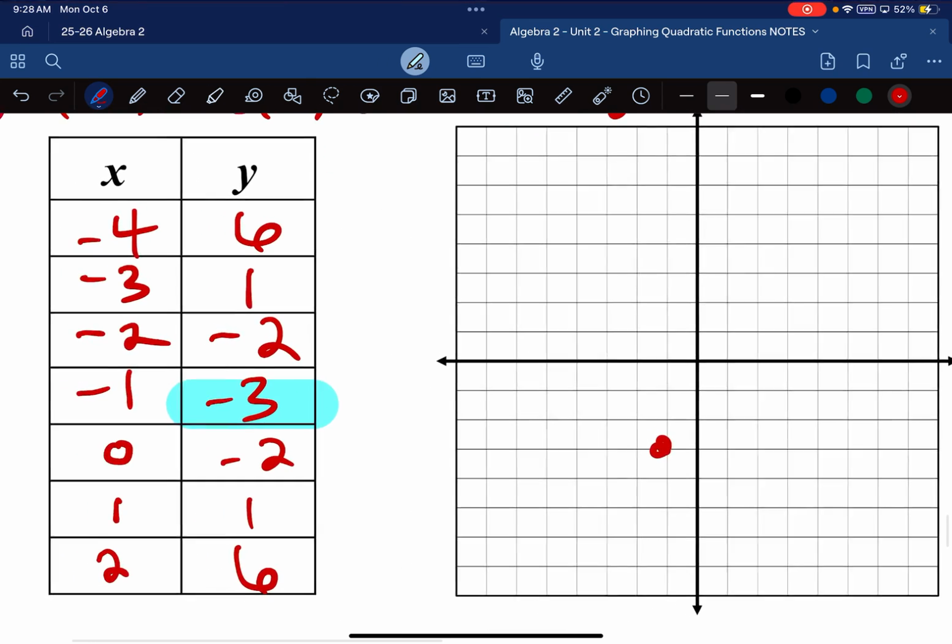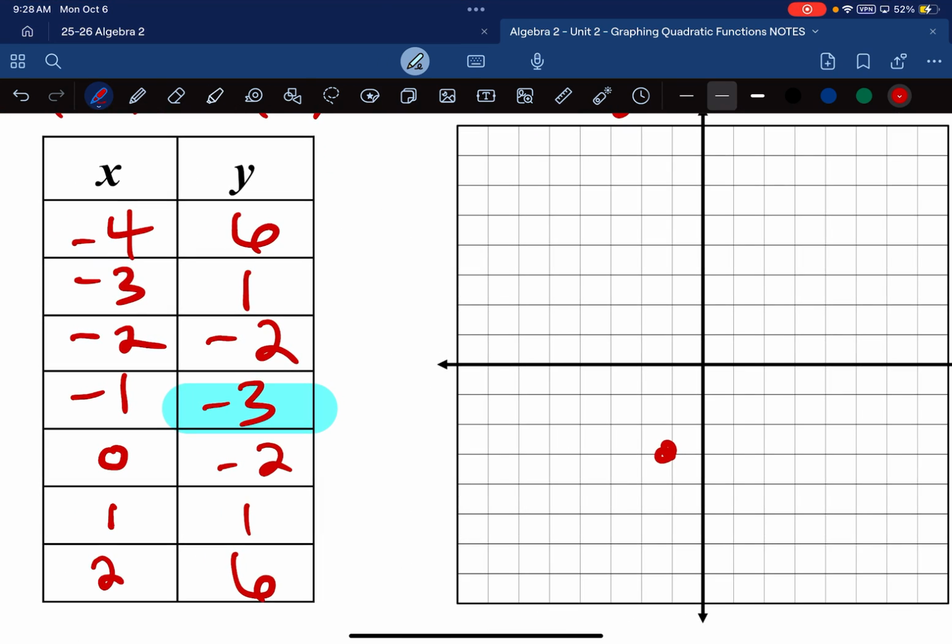So we have the points 0, negative 2, and 2, negative 2. We have 1, 1, and negative 3, 1. And then we have 2, 6: 1, 2, 3, 4, 5, 6, that'd be up here. And then we have negative 4, 6.